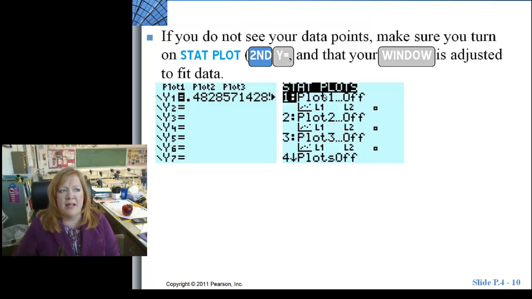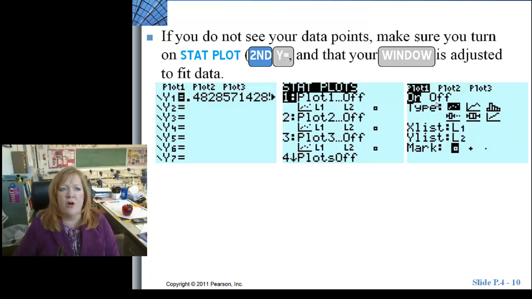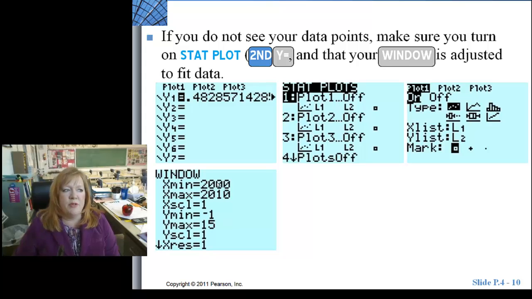So then stat plot. If it doesn't show up on your window when you hit the graph button, make sure your stat plots are turned on. If they're not, you hit second and then you hit the Y equals button. This is what'll pop up, stat plots. Hit number 1 and select on, and then you can go over to your window and make sure your window is right. I'm doing from 2000 to 2010, -1 to 15. You can do any ones you want, but you have to put the X here. I put the X between 2000 and 2010 because our data started at 2002 and went up to 2007. So I always like to give myself a little room there.